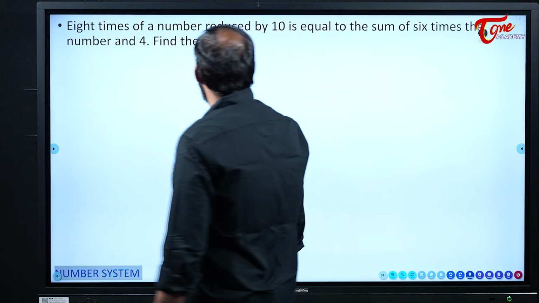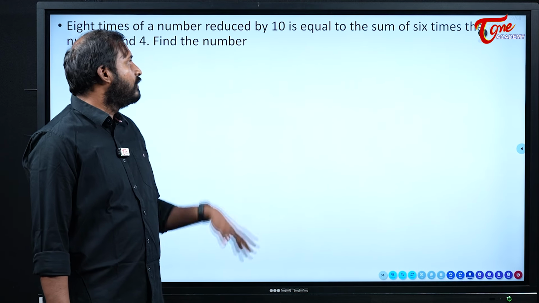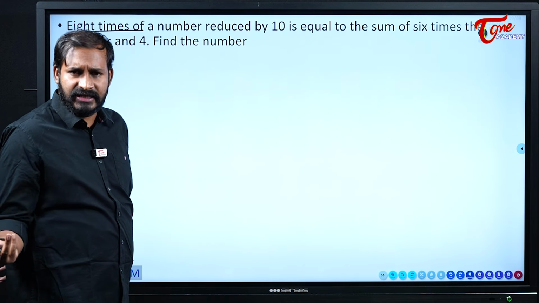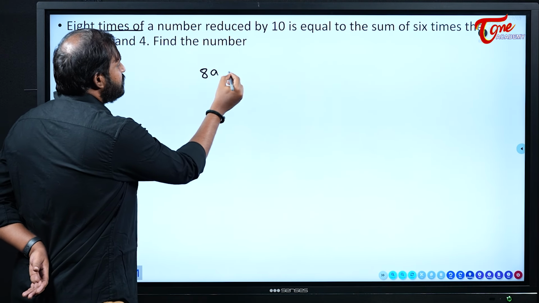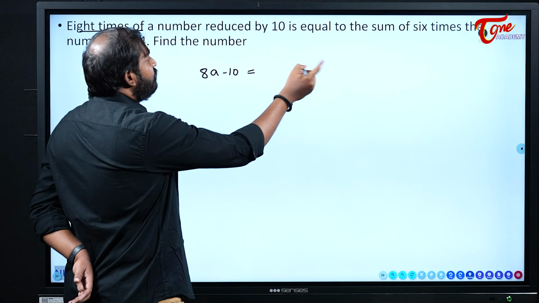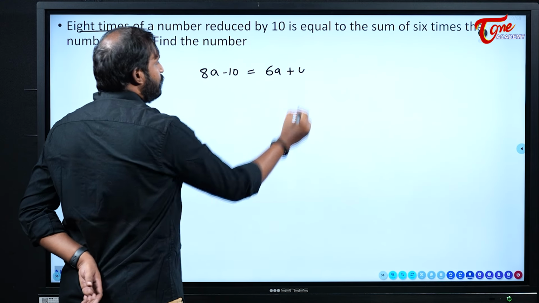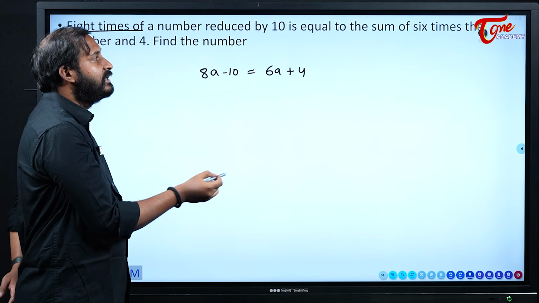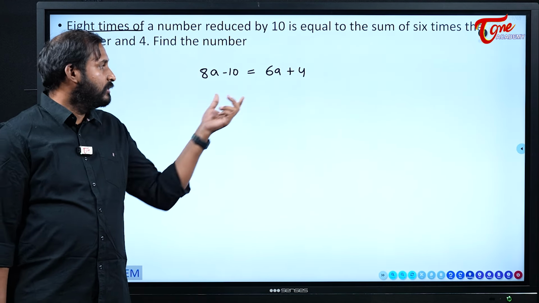8 times a number reduced by 10 is equal to the sum of 6 times the number and 4. What is the number? Let us assume the number is a. 8 times a number reduced by 10 means 8a minus 10. This is equal to the sum of 6 times the number, that is 6a, and 4, so plus 4. That is the given question, so this is the equation.